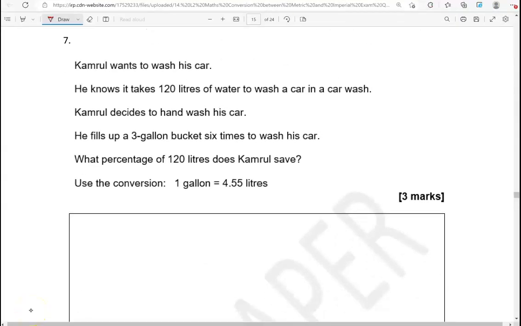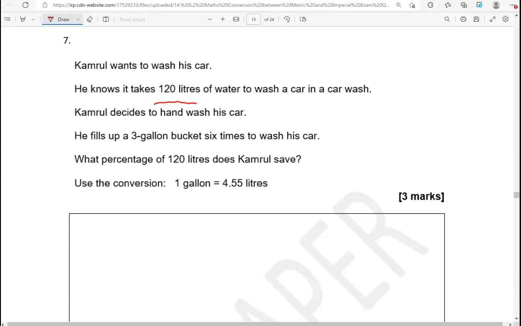Cameron wants to wash his car. He knows it takes 120 litres of water to wash a car in a car wash. Cameron decides to hand wash his car. He fills up a 3-gallon bucket 6 times to wash his car. What percentage of 120 litres does Cameron save? Use the conversion: 1 gallon is equal to 4.55 litres.